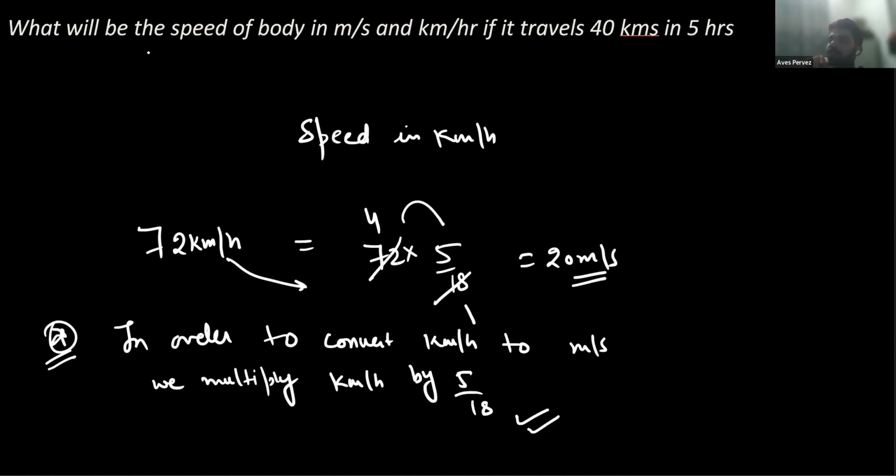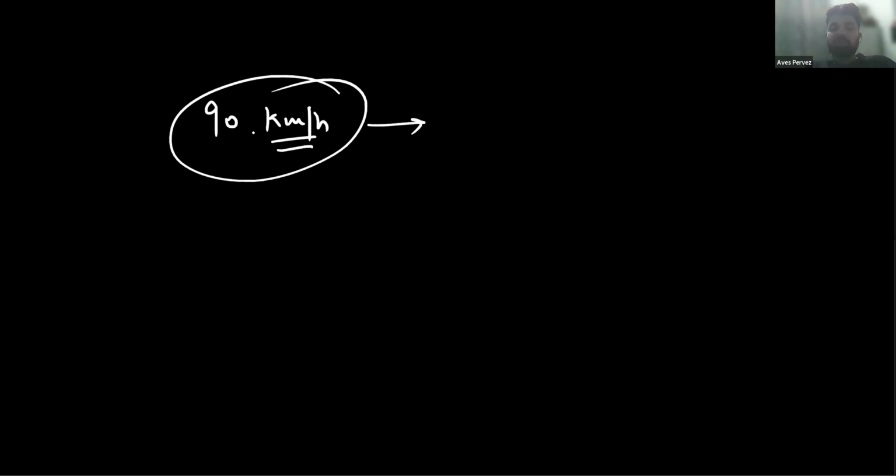Similarly, the speed can be in kilometer per hour, it can be in miles per hour, or other things. But the standard unit for speed is meter per second. Sometimes the speed is given in kilometer per hour. Let's suppose a car is traveling with a speed of 90 kilometer per hour. When you are solving the numerical, you are not going to write 90 kilometer per hour there. You have to convert this 90 kilometer per hour into meter per second. So how will you convert it?